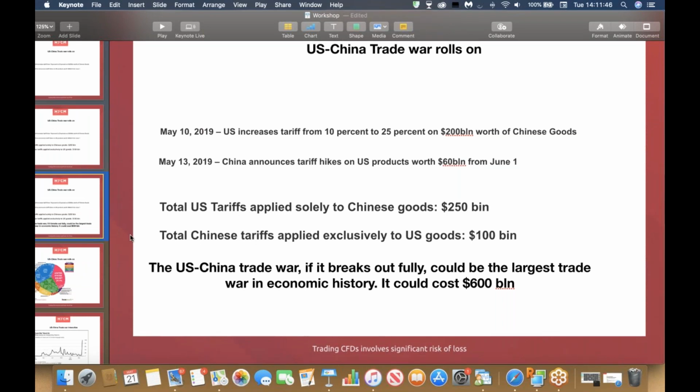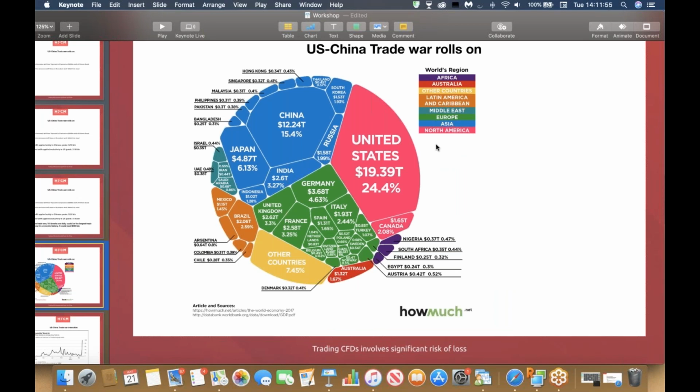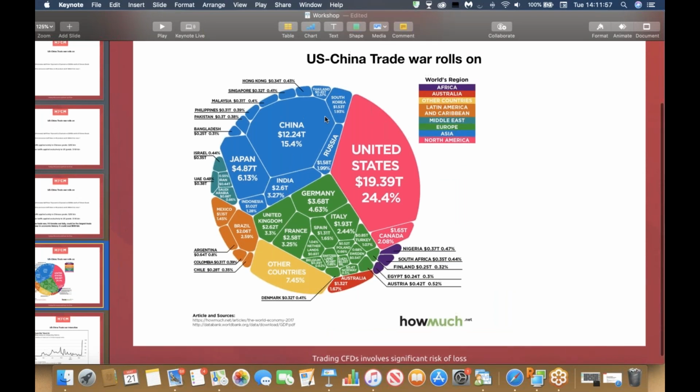Okay, I've shown this slide a number of times, but for those of you who are new, it just helps to see. This is the world's total GDP. $19.39 trillion of the world's GDP comes from the US, and $12.24 trillion comes from China. So between the US and China, you can see that nearly 40% of the entire world's GDP comes from the US and China combined.